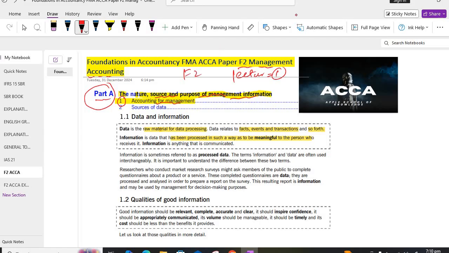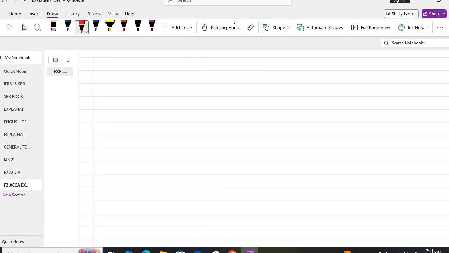In this chapter, we will discuss the topic of data and information: what do we mean by data, and what do we mean by information? Then we will do some MCQs for better understanding. So let me discuss it here and then we will read the book material. Clear? Okay.